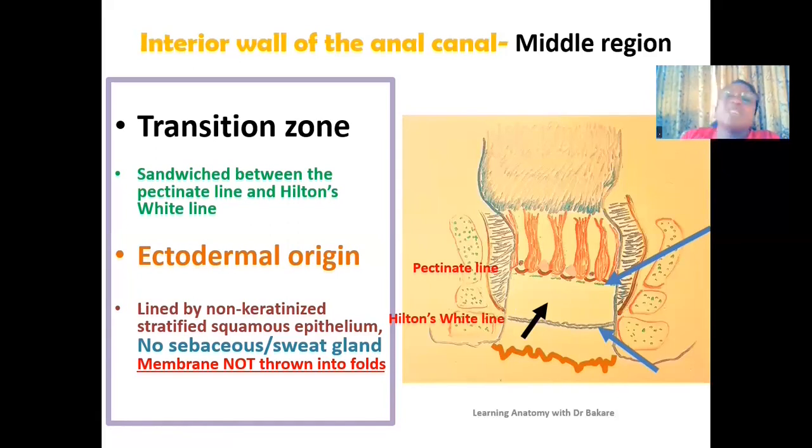But the stratified squamous type of epithelium that is seen in the transition zone is not seen to contain sebaceous gland and also sweat gland. The stratified squamous type of epithelium that is seen to line the middle of the transition zone of the anal canal is not seen to contain sebaceous gland and also sweat gland. So they are not also seen to be thrown into folds as is presented in the upper two-third, where we have the presentation of anal column of Morgagni. This is not presented within the middle or the transition zone.